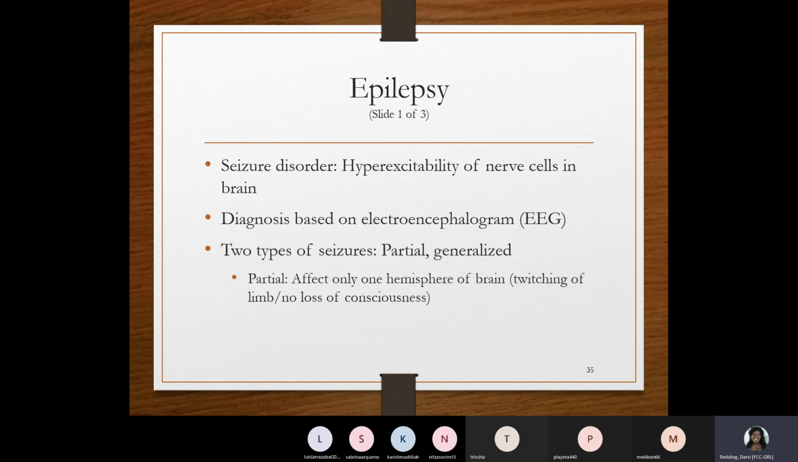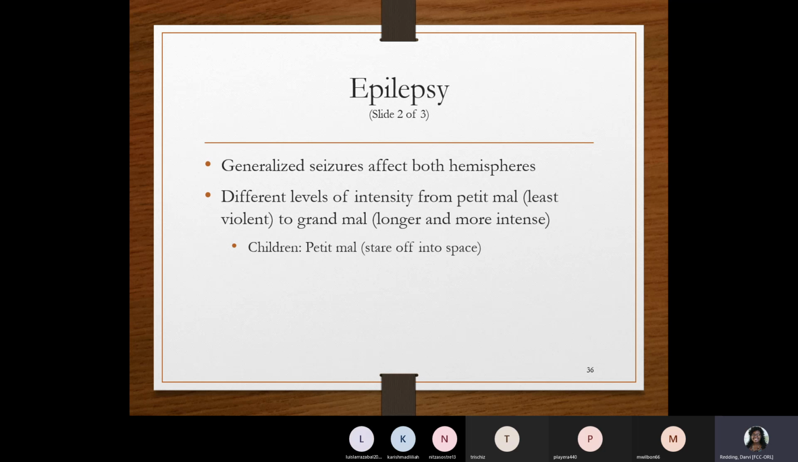Now when you think of epilepsy, you should know that there are two types of seizures. You have a partial seizure and then a generalized seizure. Now with a partial seizure, that affects only one hemisphere of the brain. So the person who goes through that would have a twitching of the limb, but that person would experience no loss of consciousness. And a person who experiences a generalized seizure, that affects both hemispheres.